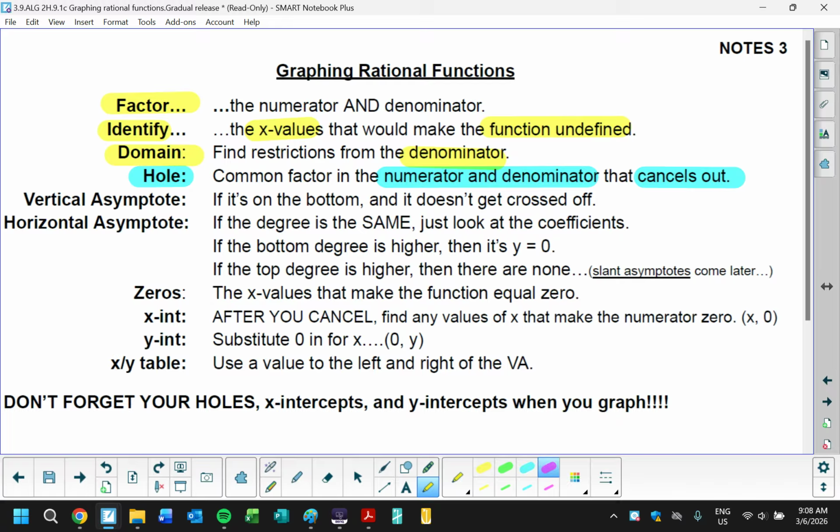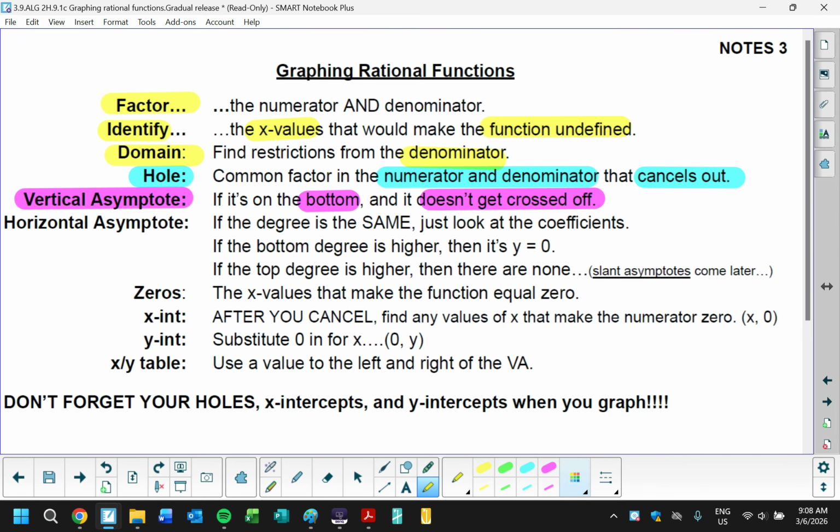Besides holes, you're going to then start seeing asymptotes. Now, the vertical asymptote, that's the big deal. That's if it's still on the bottom, if it does not get canceled out, if it's unable to be divided by because it would make it divided by 0, that's going to become a vertical asymptote.